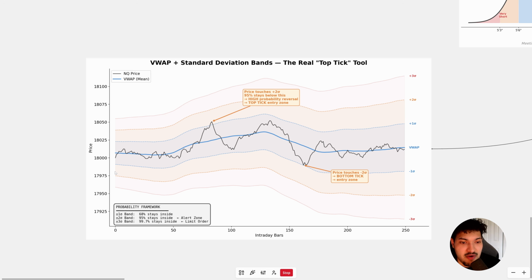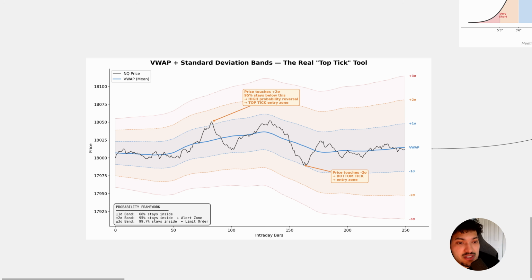So you can see here, what happens basically is that in a period, and a period is just a range of time, what VWAP is doing is just taking the mean price in a range of time. So in this case, you can see we have 0 and then 250 intraday bars. The VWAP is just giving us the mean price of this range, of this price data.